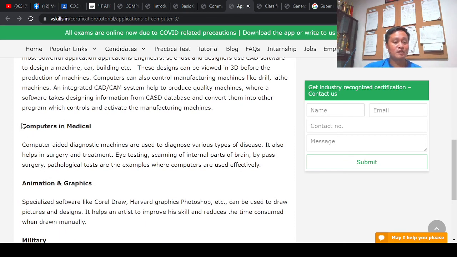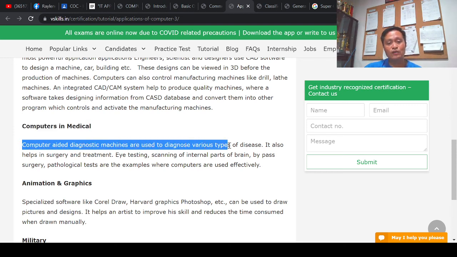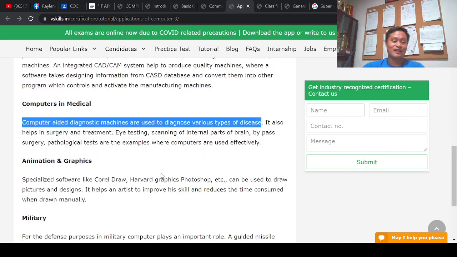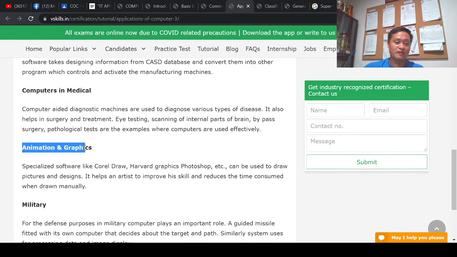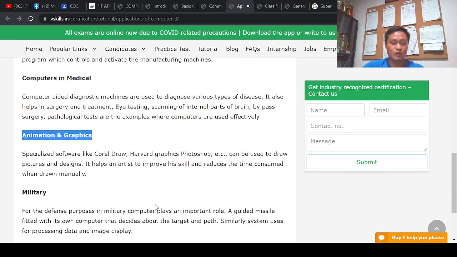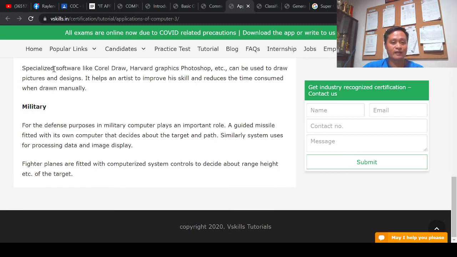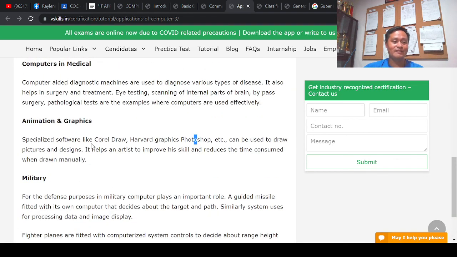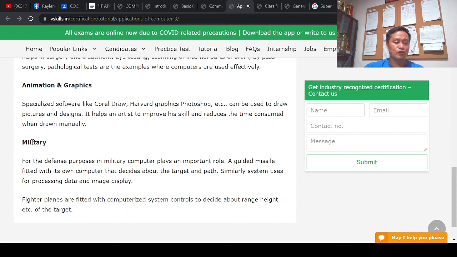And computers in medicine: computer-aided diagnostic machines are used to diagnose various types of disease. Then animation and graphics, movies, cartoon movies, where computers are being used, with specialized software like CorelDRAW, Harvard Graphics, and Photoshop, the most well-known one. And lastly, computers are used in the military. For defense purposes in the military, computers play an important role.